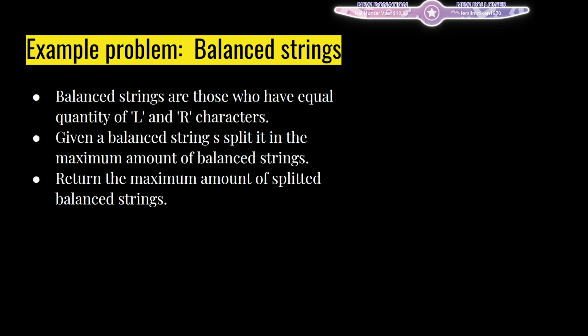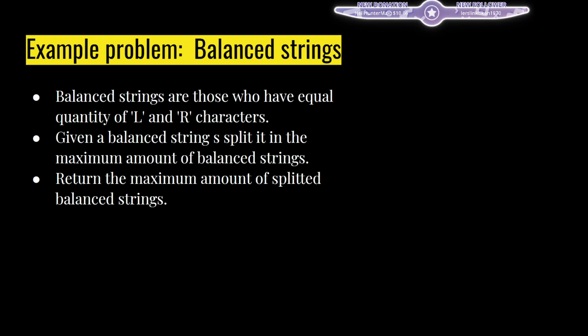Basically, a balanced string is made of only L and R characters, and it always has at least one of each. So basically a balanced string is a string that has an equal amount of L and R characters. And your goal is to find how many balanced strings there are in a given string.